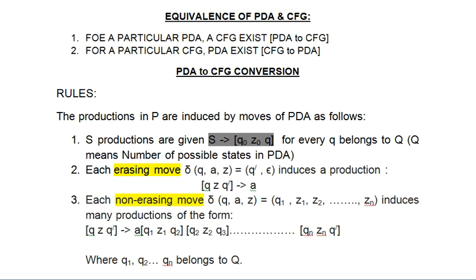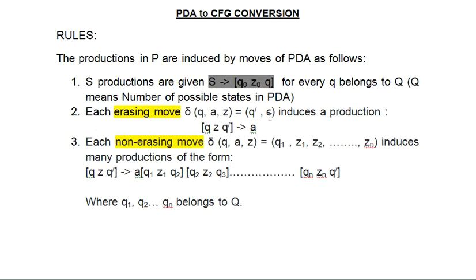So if I talk about equivalence of a PDA and CFG, two conditions must always be satisfied. First condition is that, sorry, I have made a spelling mistake. For a particular PDA there should be a CFG. That means a CFG must exist. That means PDA to CFG must exist, and vice versa. For a particular CFG a PDA must exist, and that is CFG to PDA. If those two are satisfied, then we can say that this particular PDA and that particular CFG are equivalent to each other. Clear?